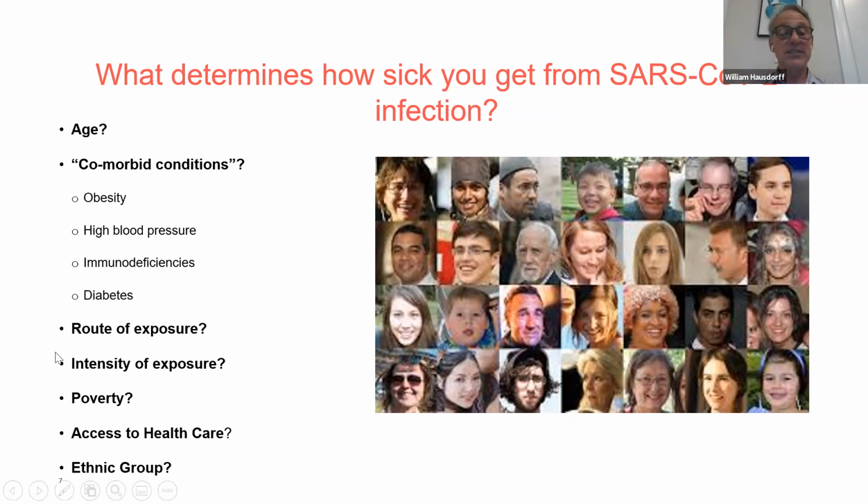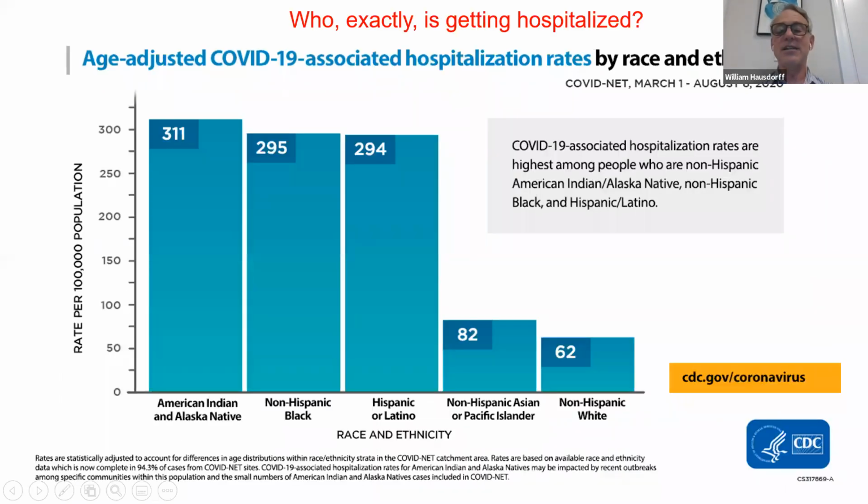And so this is something which I think we've learned is almost certainly a major contributor to people getting very sick. And then there's other elements: poverty, access to healthcare, ethnic group. And let me just show you this slide. Who goes to the hospital? These are, I think, rates from last year. I'm not sure they've changed that much. Maybe they've changed a little bit. And you can see that the rate of people going to the hospital with COVID-19 is, what is it, 3 or 4 or 5 times higher in American Indian, non-Hispanic Black, and Hispanic than it is in white or Pacific Islanders.